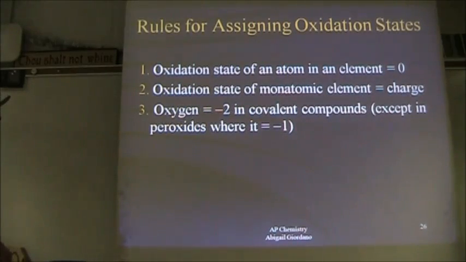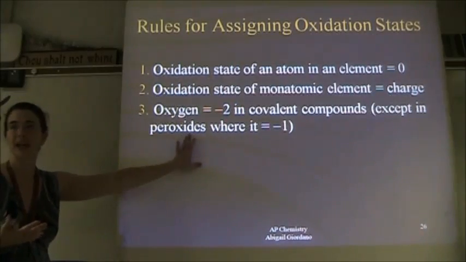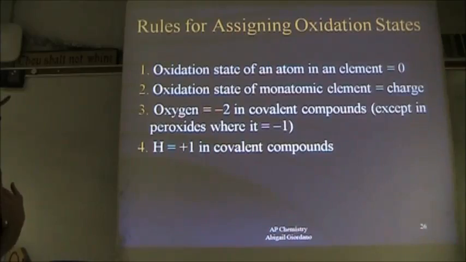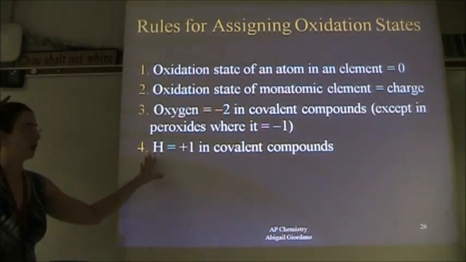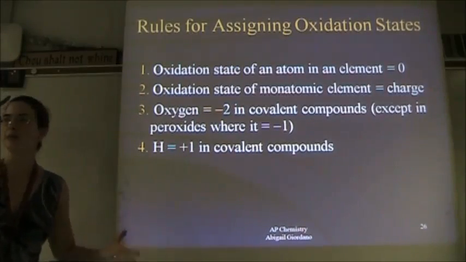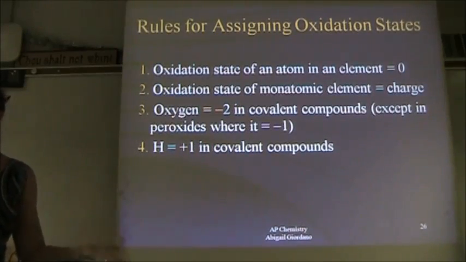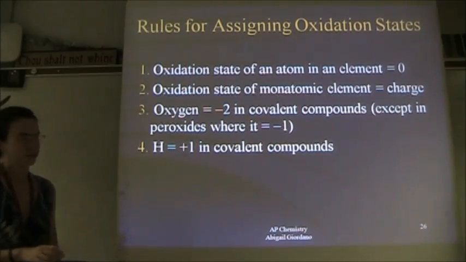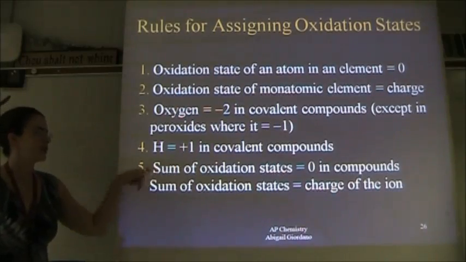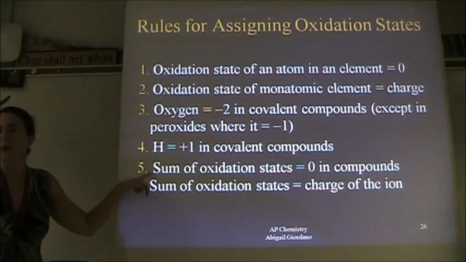Oxygen is going to be -2 most of the time, unless you see a compound that has the word peroxide in it. Peroxides are -1. That's not going to come up very often. When you see hydrogen in a covalent compound, it's always going to have a charge of +1. That's not a big mystery. Hydrogen is in group 1. It should have a charge of +1.